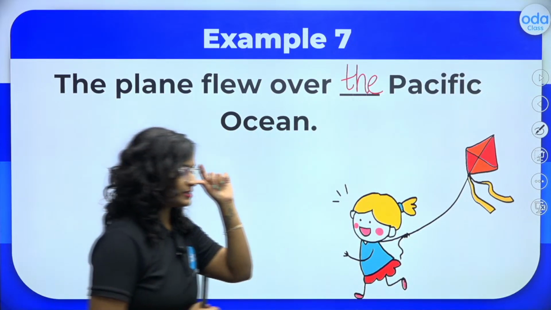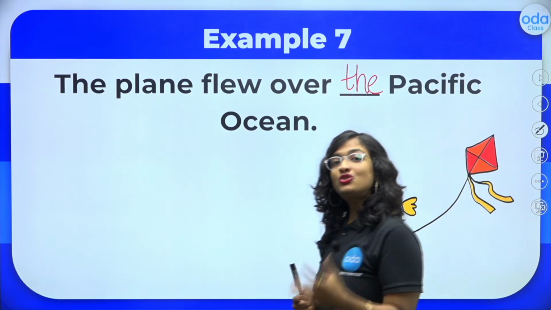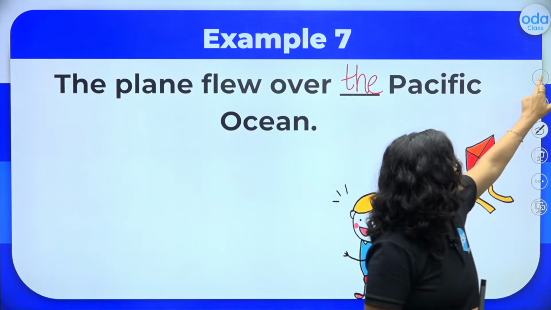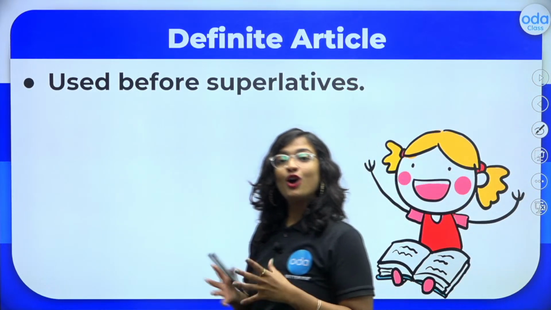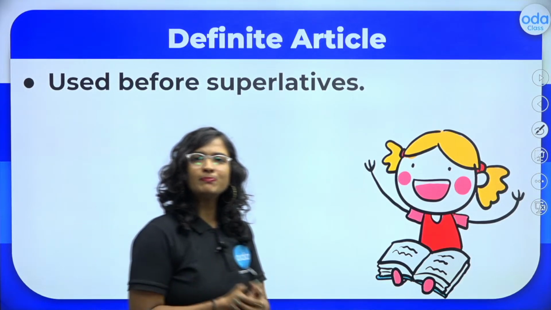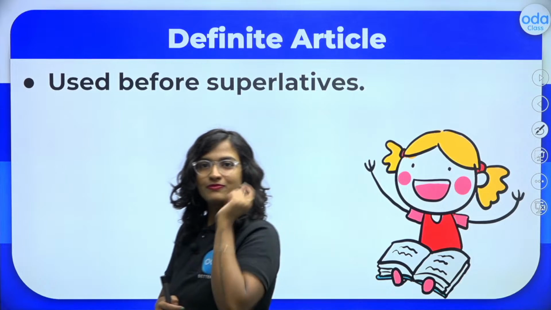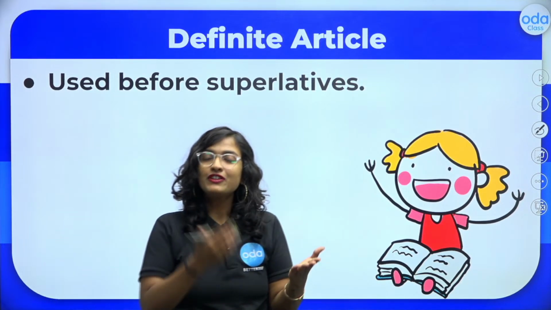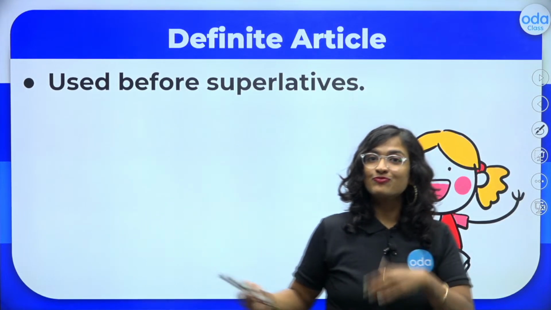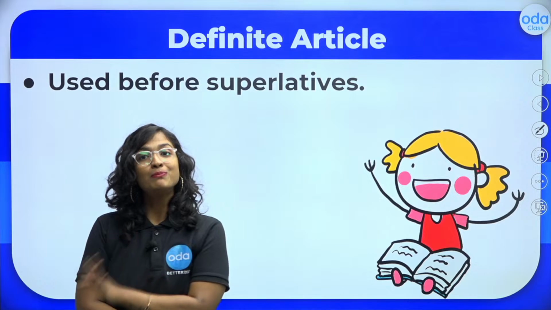Now moving on, students, to one of the last uses of our article the, we use it before superlatives. In case you don't know what superlatives are, students, I have done a few videos in the past on adjectives, on degrees of adjectives, so you can go ahead and check out those videos. Just to give you a simple reference, superlatives are basically the best of something, right? With adjectives, we have our positive, comparative and superlative degree. For example, good, better, best. Bad, worse and worst. Similarly, beautiful, more beautiful and most beautiful.